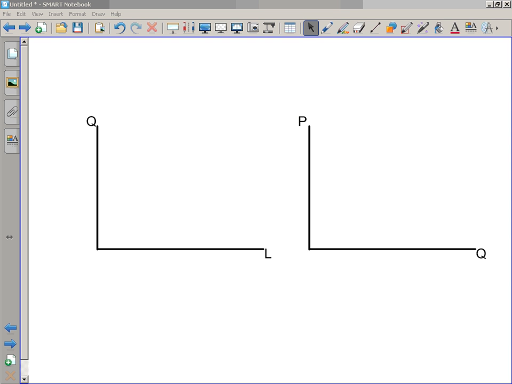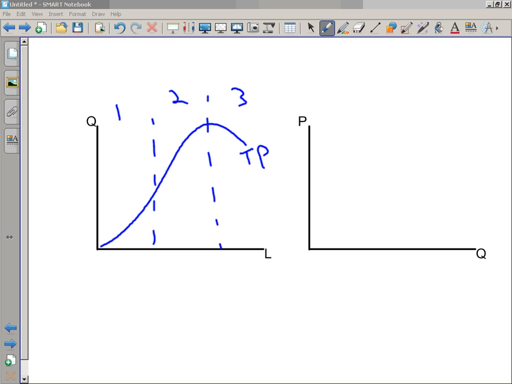Let's look at the relationship between the production function and the marginal cost curve. As we discussed, the production function first increases and then decreases. And then what we have in this case is stage 1, the increasing returns, stage 2, decreasing returns, and stage 3, negative returns. 1, 2, and 3. Well, the production function is closely related to the marginal cost curve. And let's look at why.